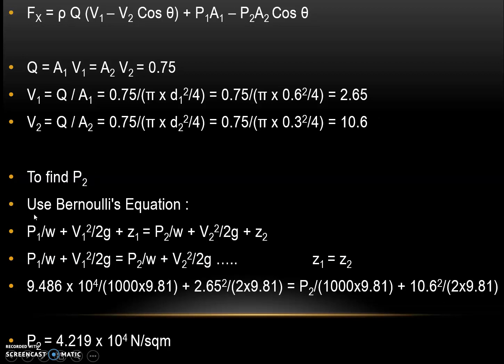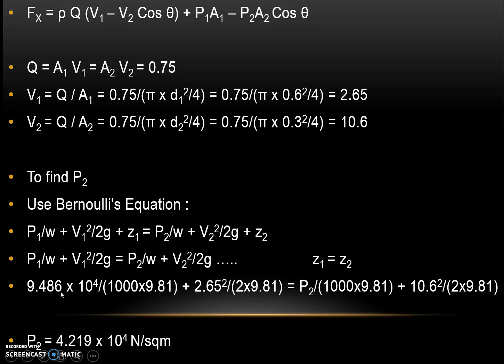To find P2, we will use Bernoulli's equation, that is head at section 1 is equal to head at section 2. Head at section 1 is P1 by W plus V1 square by 2G plus Z1 and head at section 2 is P2 by W plus V2 square by 2G plus Z2. Here Z1 is equal to Z2, since the center of section 1 and the center of section 2 from the datum line is the same. So P1 by W plus V1 square by 2G is equal to P2 by W plus V2 square by 2G.